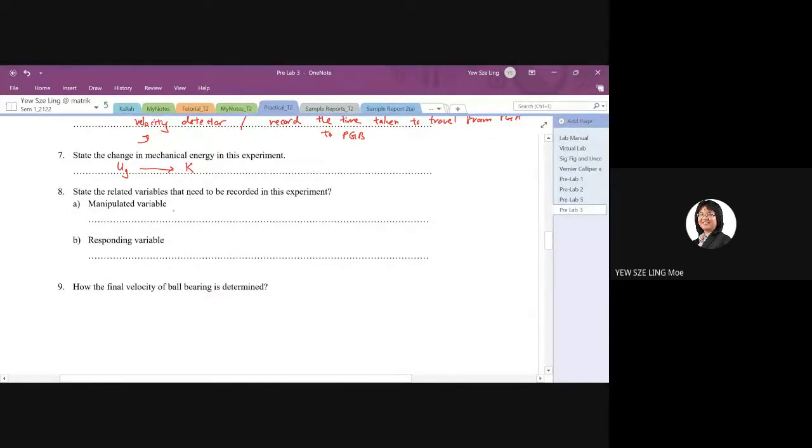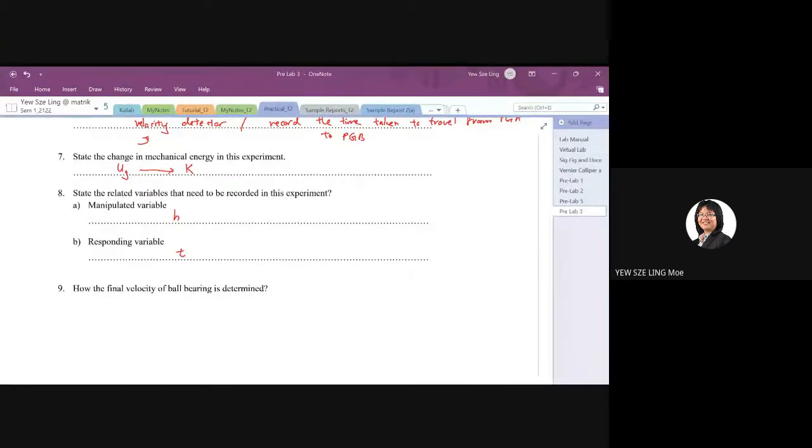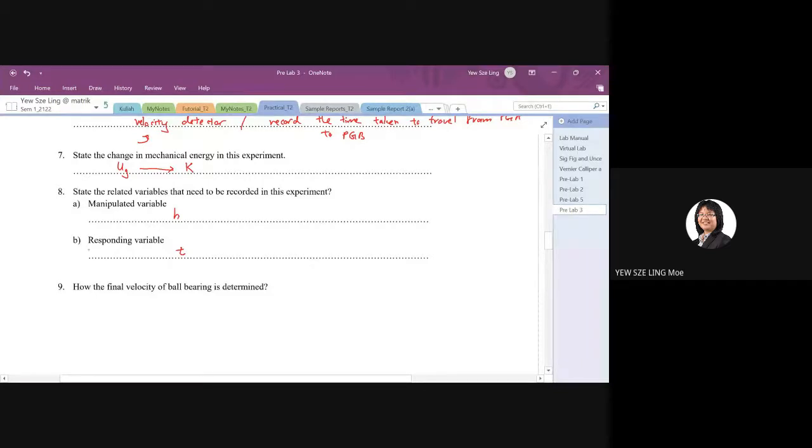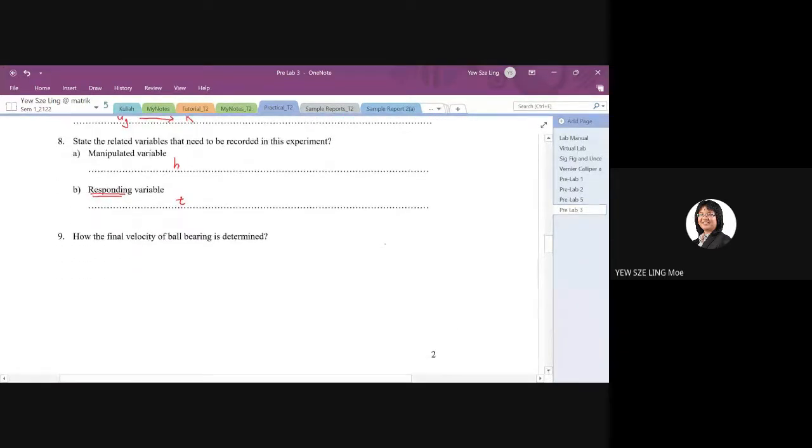State the related variables that need to be recorded in this experiment. Like I told you just now, the manipulated variable is H, the responding variable is T. Remember, the responding variable is the variable that you record directly from the experiment, not the variable that you calculate. A lot of students got it wrong because they put V here. They told me, miss, the question asks me to plot a graph of V squared against H, so isn't my responding variable V squared? No. V squared is something that you calculate. It is not something that you record directly from the experiment. In this case, we record time, so time is our responding variable, not velocity. Make sure you are clear what responding variable means. It is something that you are not controlling.